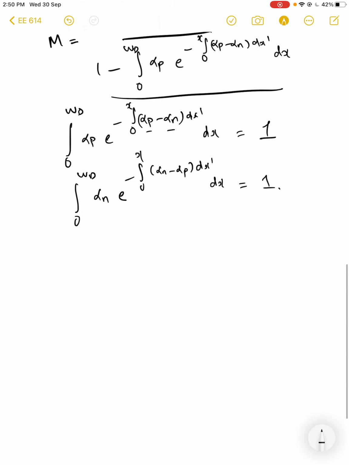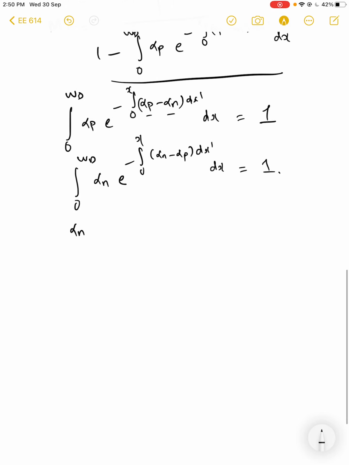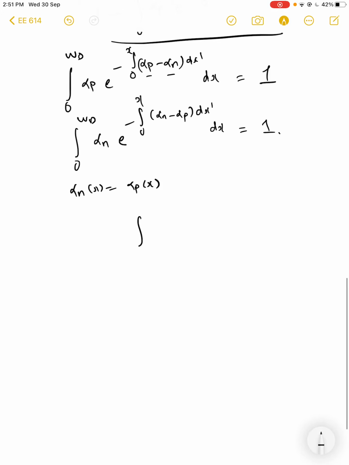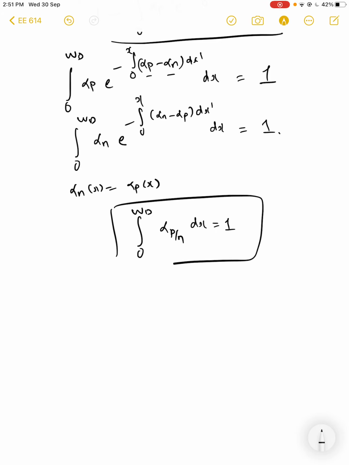And hence if we assume that alpha n of x is equal to alpha p of x, to some value, you can see that the condition for ionization can be reduced significantly to integral 0 to WD of alpha p dx is equal to 1. So this is the famous ionization requirement which causes this knee in the reverse bias IV characteristics, right?